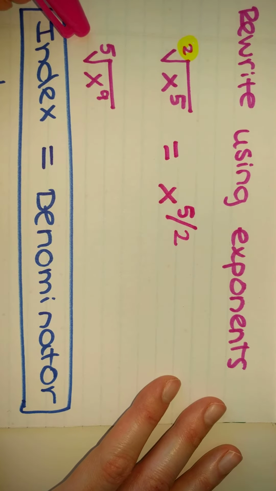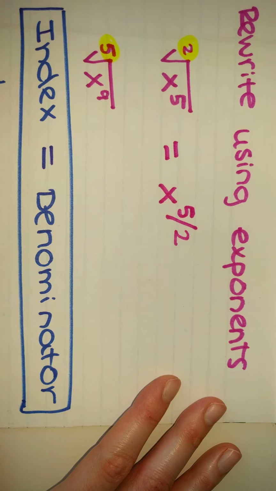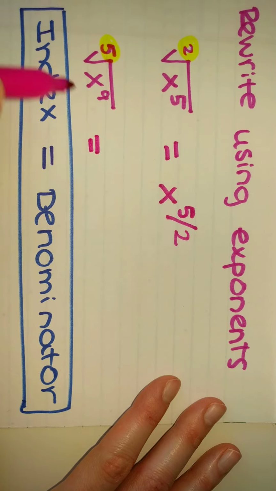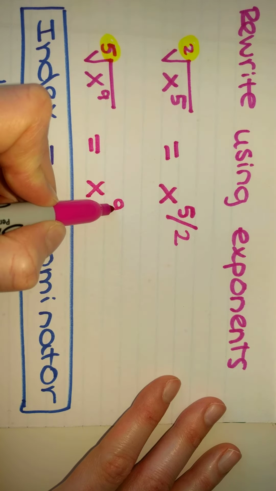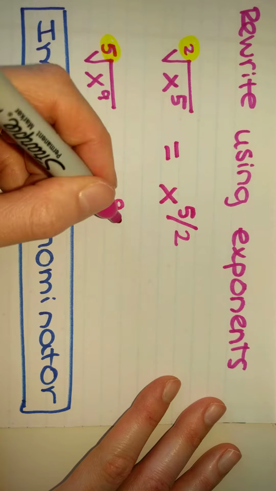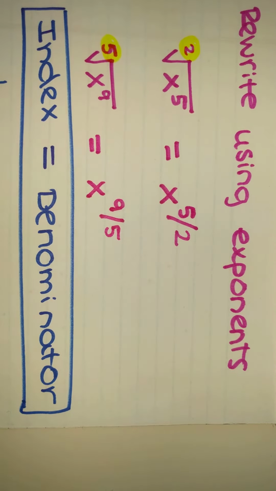As another example, if I look at the fifth root of x to the ninth, everything's going to stay the same except this index, and that index is now going to become our denominator. So we will have x to the ninth, all of that stays the same, and then our denominator will now be a 5, coming from that index.